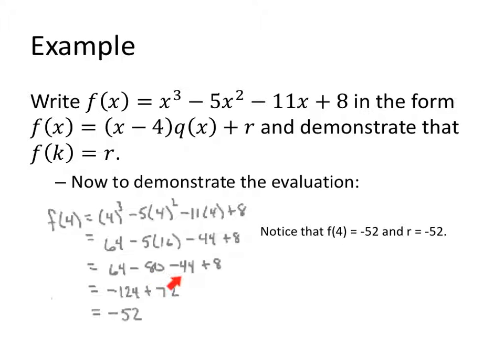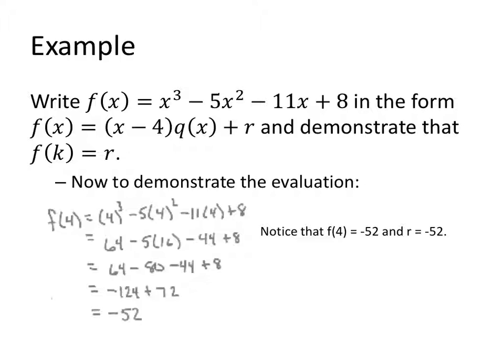64 minus 80 minus 44 plus 8. If I add the positive values, 64 and 8, I'll get 72. If I add the negative values, negative 80 and negative 44, I'll get a negative 124. And what do you know? When you add those together, 72 and negative 124, you'll end up with negative 52. That was our remainder. F of 4 is equal to negative 52. The remainder is negative 52.